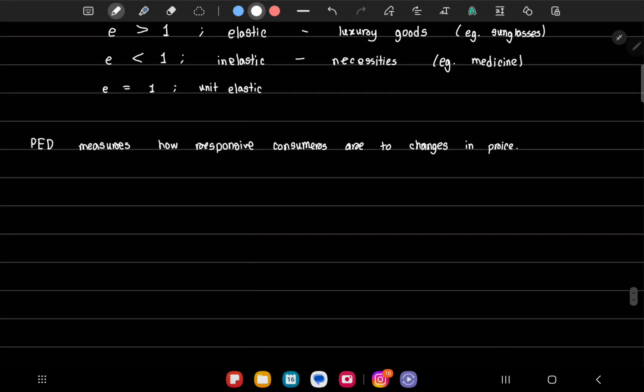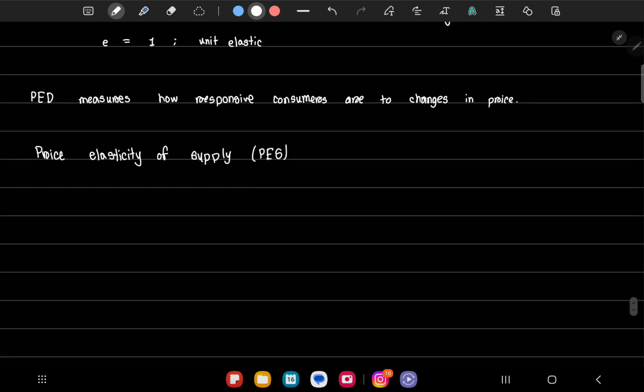Now we'll move to the price elasticity of supply. This is written PES as a short form. Now this measures how responsive producers are. So when we had price elasticity of demand, we measured how responsive the consumers are to changes in price. Now we do the same but for producers. We measure how responsive producers are to changes in price.